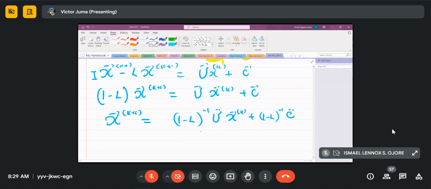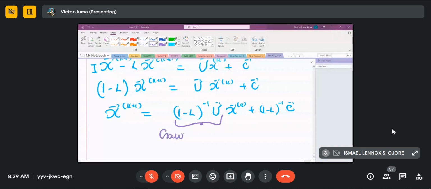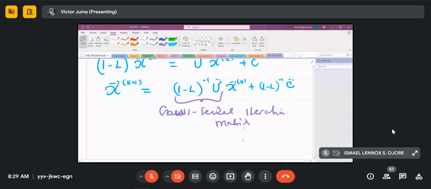So this guy here is called the Gauss-Seidel iteration matrix. Remember that to get the Gauss-Seidel iteration matrix, it requires some calculations. So I can just say the Gauss-Seidel matrix is the same as I minus L, and then inverse, multiplied by U. And so this is now where the other methods come in handy.